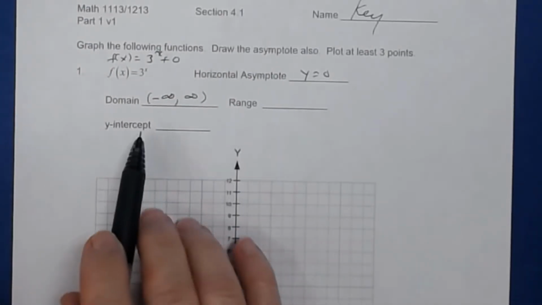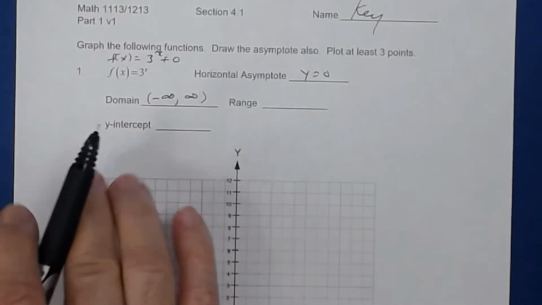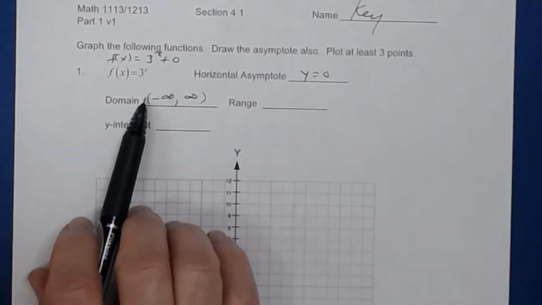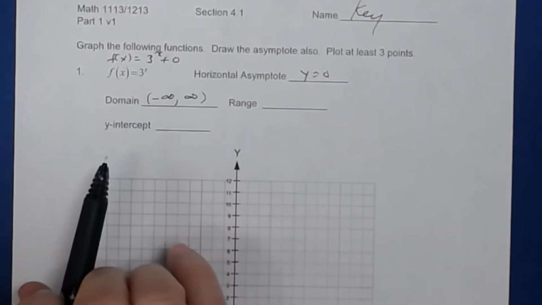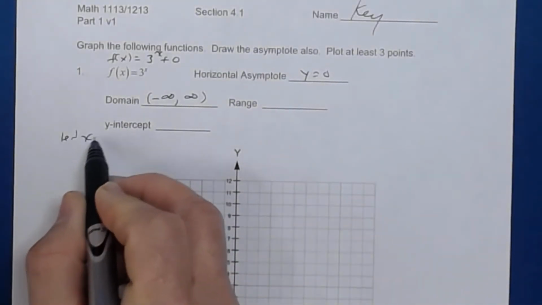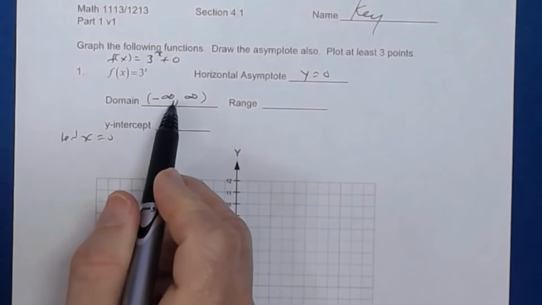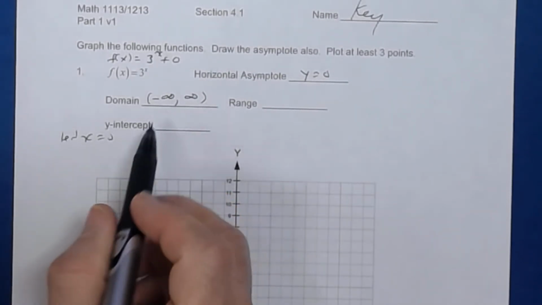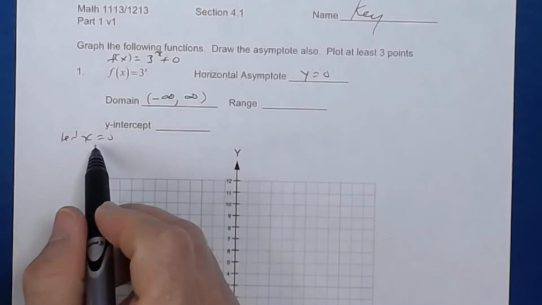Now let's talk about the y-intercept. Remember, since the domain's all real numbers, that means I can use any value for x. Remember how to find the y-intercept? To find the y-intercept, you let x be 0. And x equals 0 is in the domain, right? Because the domain's all real numbers. So to find the y-intercept, you let x be 0.